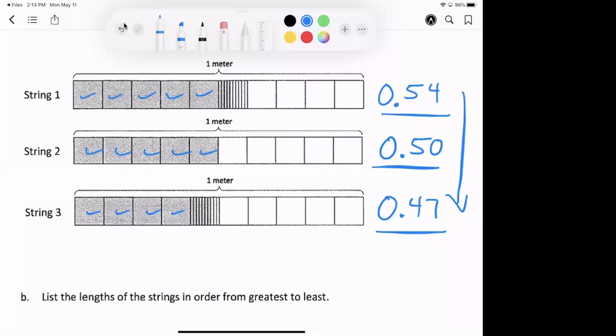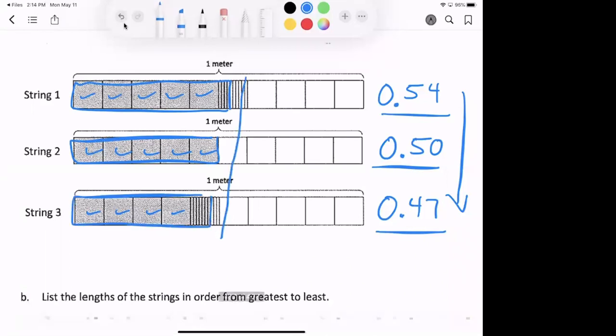And that should make sense because here is the first one, here is the second one, and here's the third one. And as you can see, they're getting smaller. All right, well done, guys, well done.